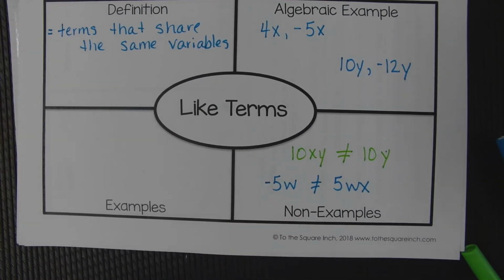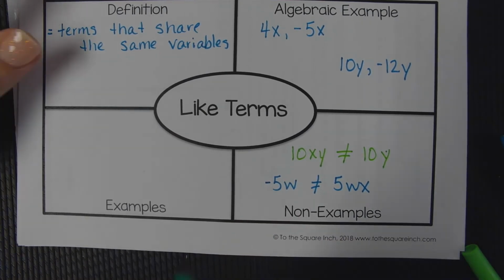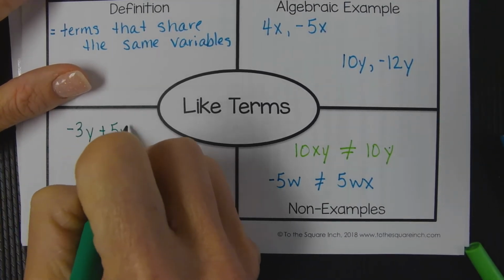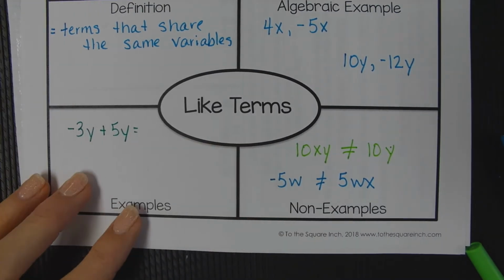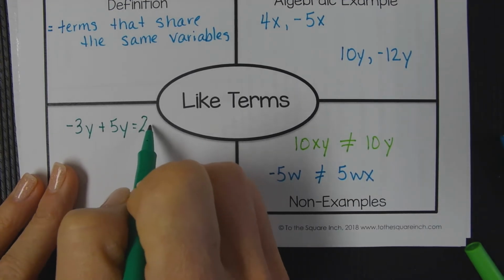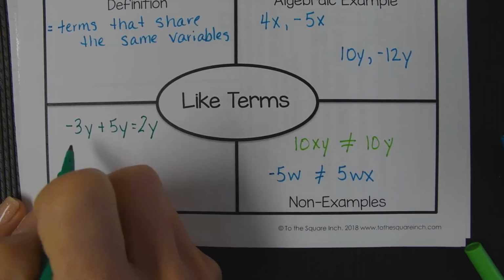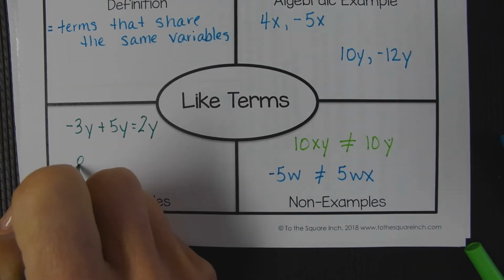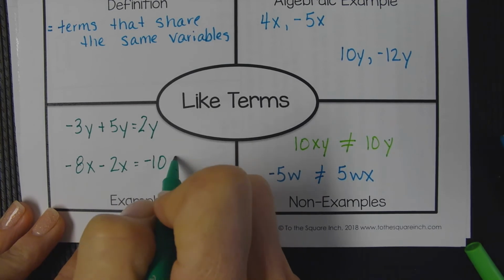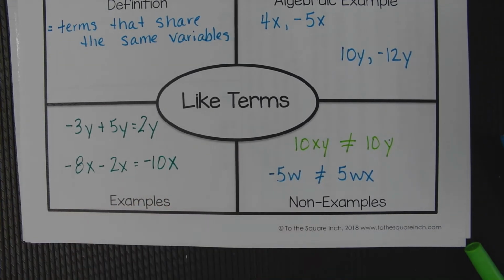And then lastly, some specific examples we've actually already done. Negative 3y plus 5y is simply equal to what? How many y's is that? Like terms, we can add those together. That is positive 2y. Negative 8x minus 2x is negative 10x. Okay. I'll give you a second to write that down.